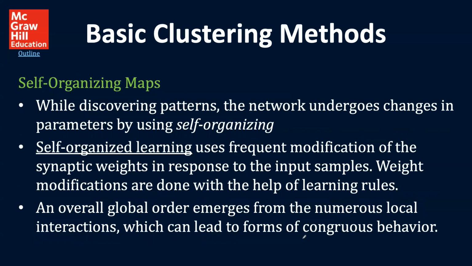Next, we have self-organizing maps. While discovering patterns, the network undergoes changes in parameters by using self-organization. Self-organized learning uses frequent modifications of the synaptic weights in response to the input samples. Weight modifications are done with the help of learning rules. An overall global order emerges from the numerous local interactions, which can lead to congruous behavior.